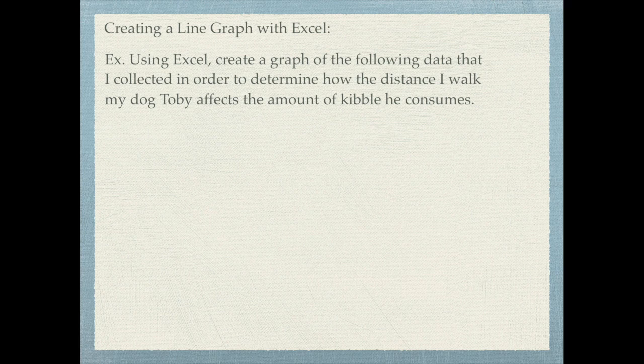But just to introduce the concept, I'm wanting you to create an Excel graph in order to plot the data that I collect based on how the distance I walk affects how much my dog Toby consumes. And so I've got my data here. Because I have two different sets of numerical values, I'm going to create a scatter plot. If instead you had one set of numerical data and then categories like blue, green, yellow, or anything qualitative, then you would use a bar graph.